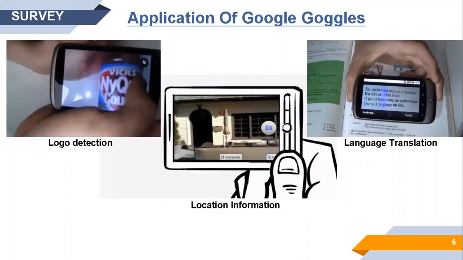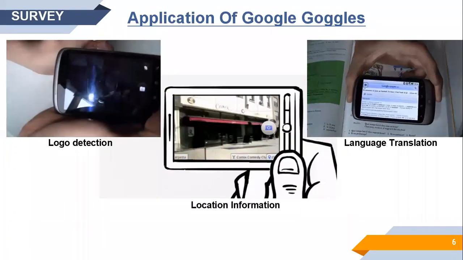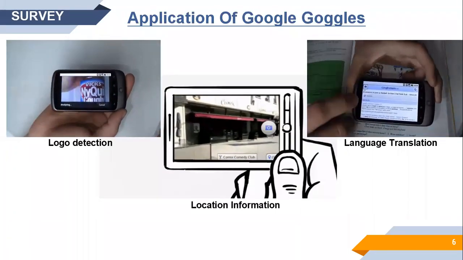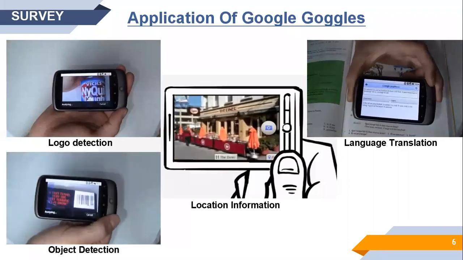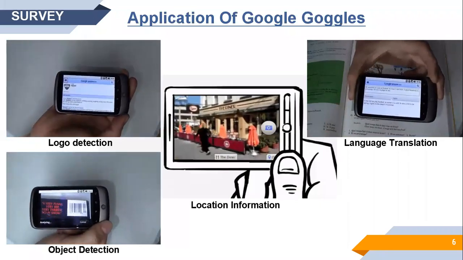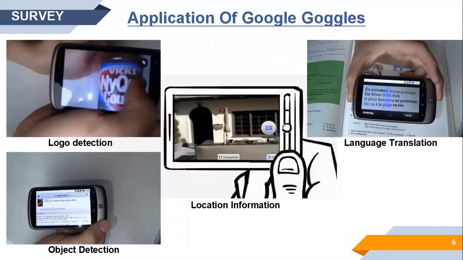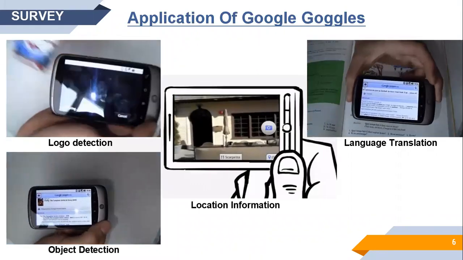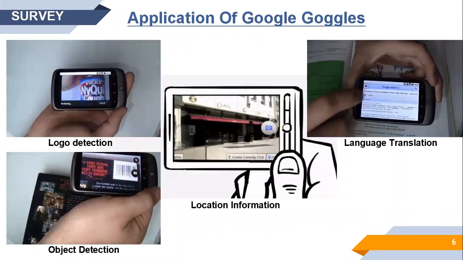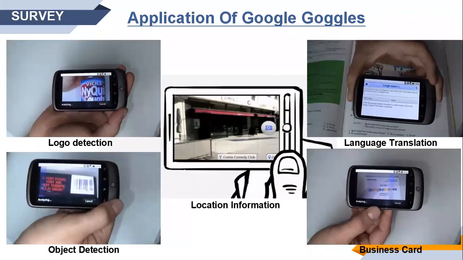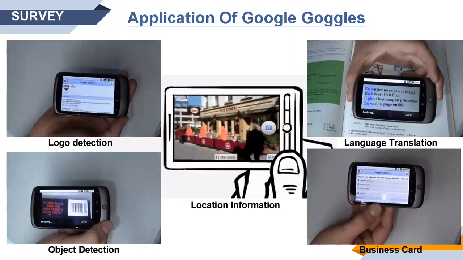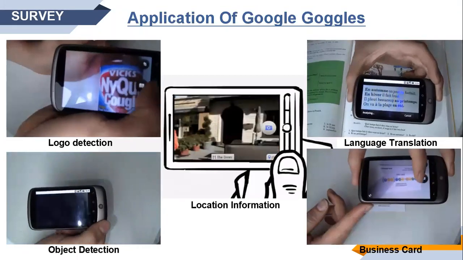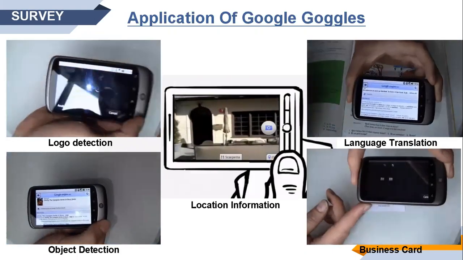As I told, language translation is nothing but converting from one language to another language. Next one is the object detection. If you want to get any information about an object, just place the lens on that object, and it will display the relevant information. Next one is the business card. As I told, it will display attributes like phone number, location, and details about that object.